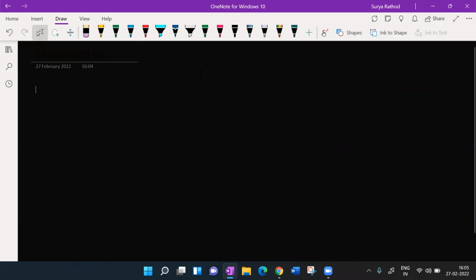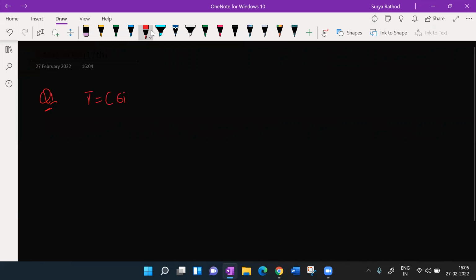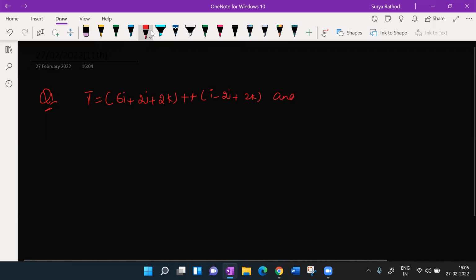Chalo. So what is the first question you had? Find the shortest distance between the skew lines. r vector equals 6i plus 2j plus 2k plus t times (i minus 2j plus 2k). And what is that given? r, right? Yes.